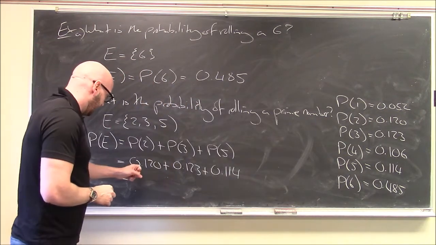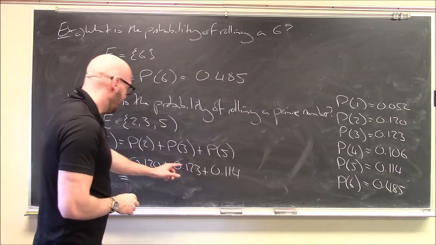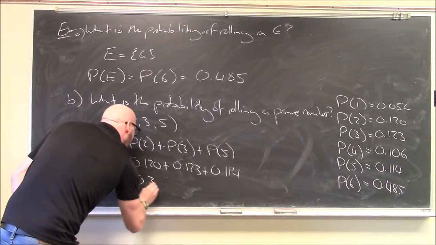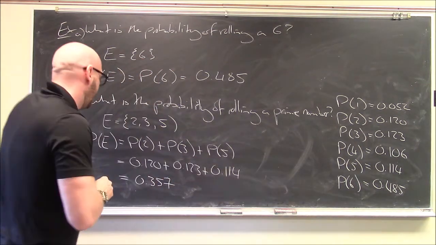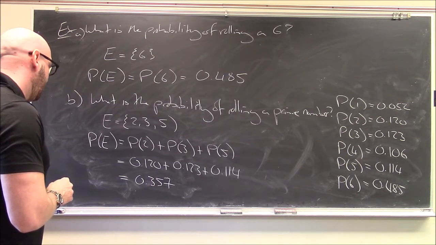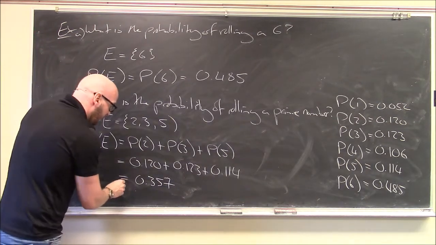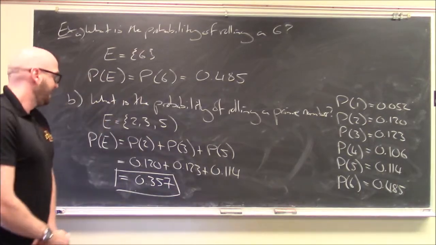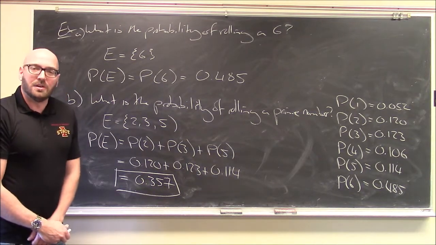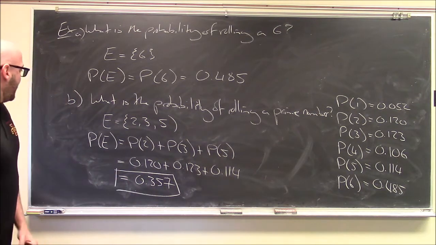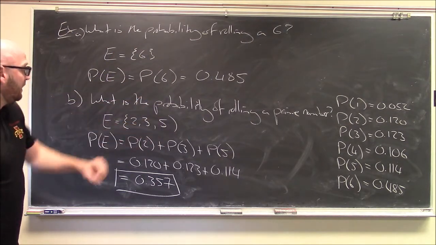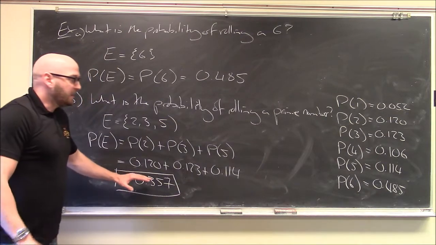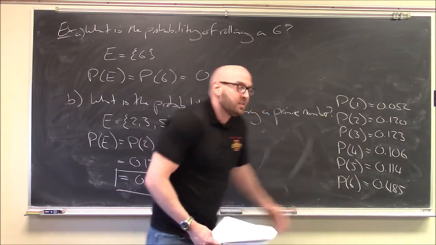And what do these add up to? This is 0.357, or 35.7% if you prefer percentages. But when we talk about probabilities, we'll talk about numbers between 0 and 1. So the probability of rolling a prime number for this die is 0.357. Again, still not all that likely because it's heavily weighted towards rolling a 6.